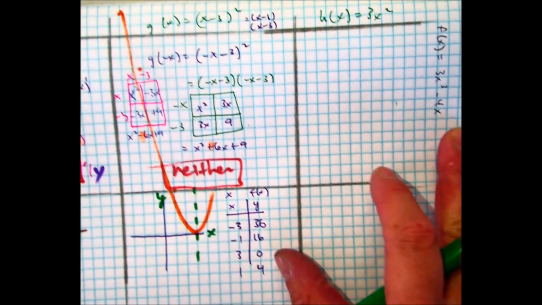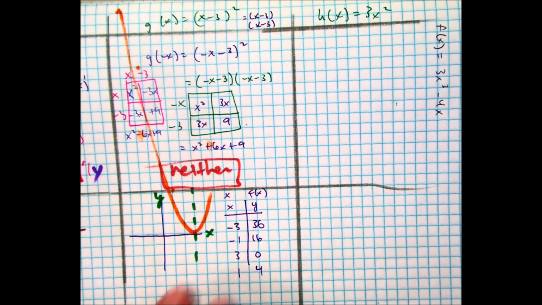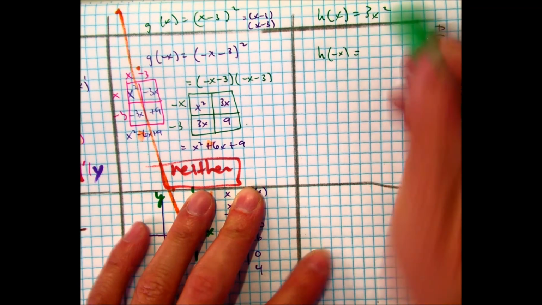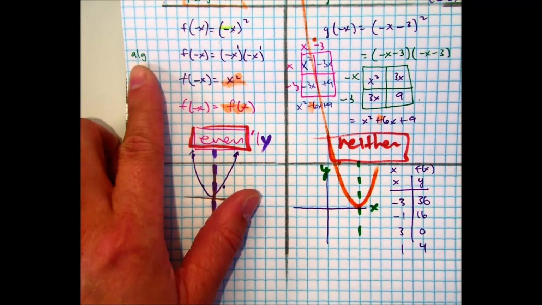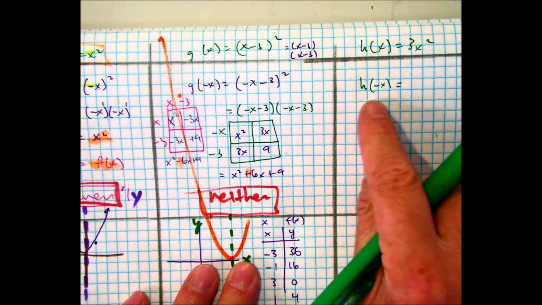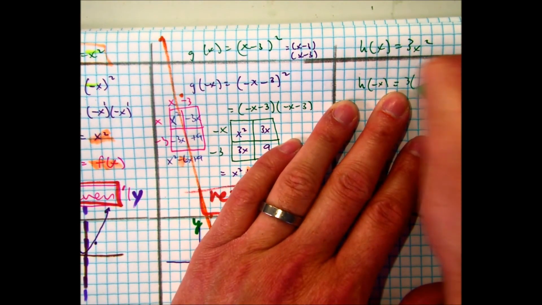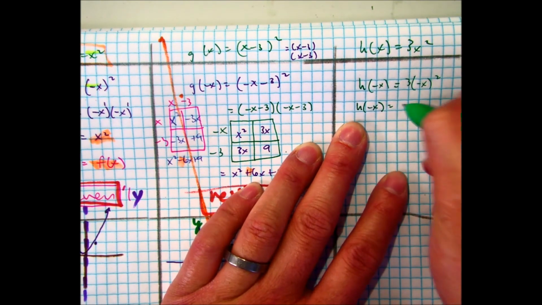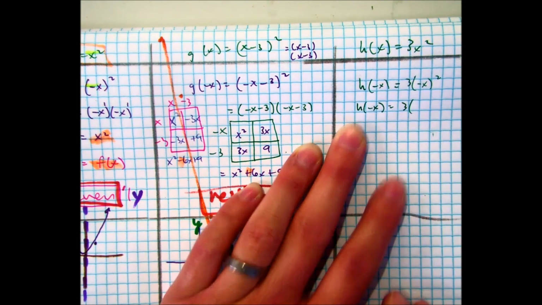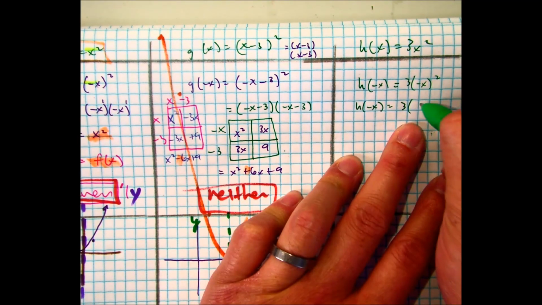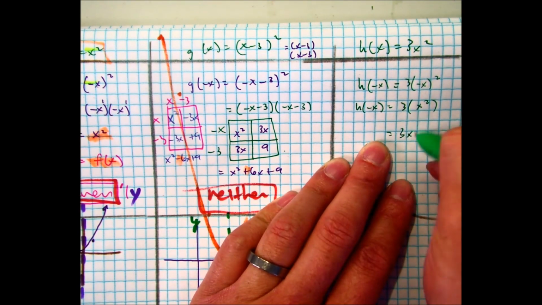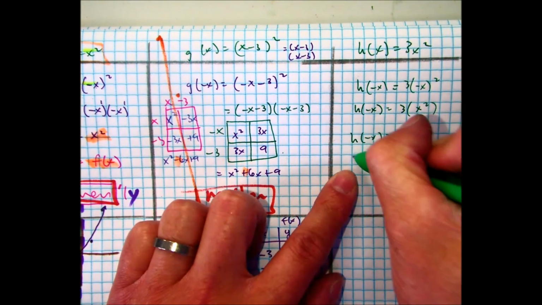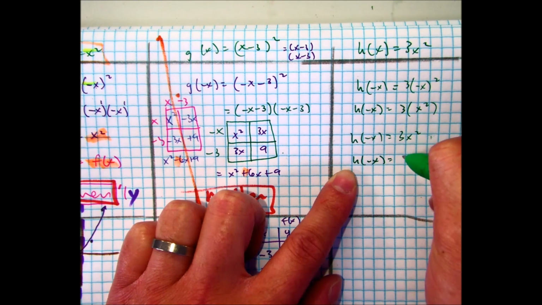And the last problem. h of negative x. So algebraically, to summarize, to determine if it's even, odd, or neither, I'm just going to put in negative x for x. Class, what's negative x squared? x squared, so my answer is 3x squared. Class, is that the original problem? Yes, it is. That means it's even.